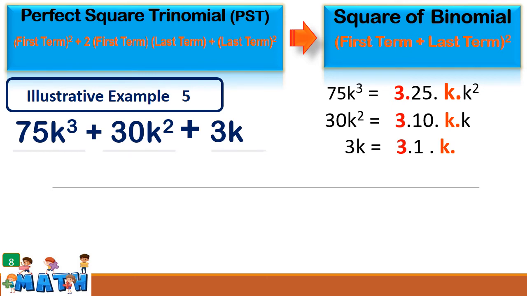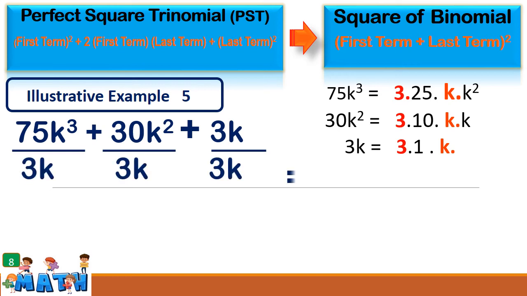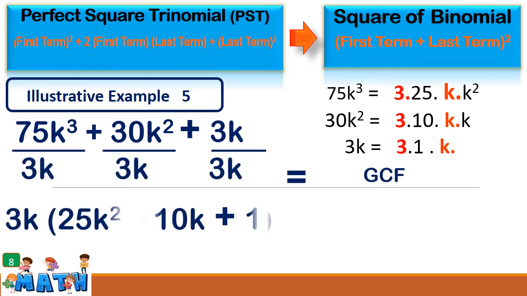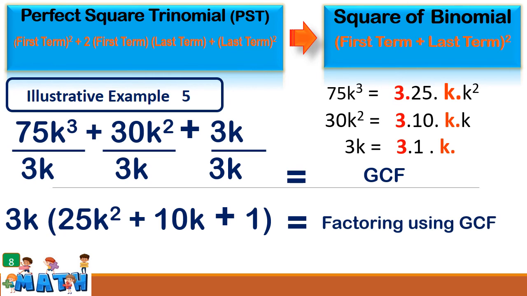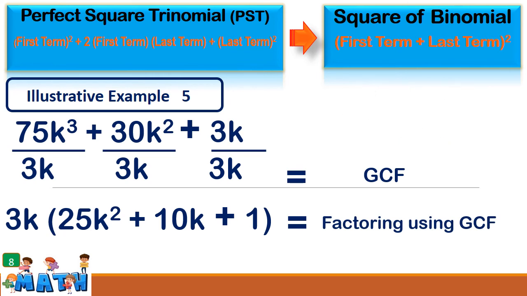And we're going to divide it to the 3 terms. So we have 75k cubed divided by 3k is 25k squared. 30k squared divided by 3k is 10k, and 3k divided by 3k is equal to 1. So we have the factored form 3k, which is our divisor or the GCF, times the quantity 25k squared plus 10k plus 1 using the greatest common factor.